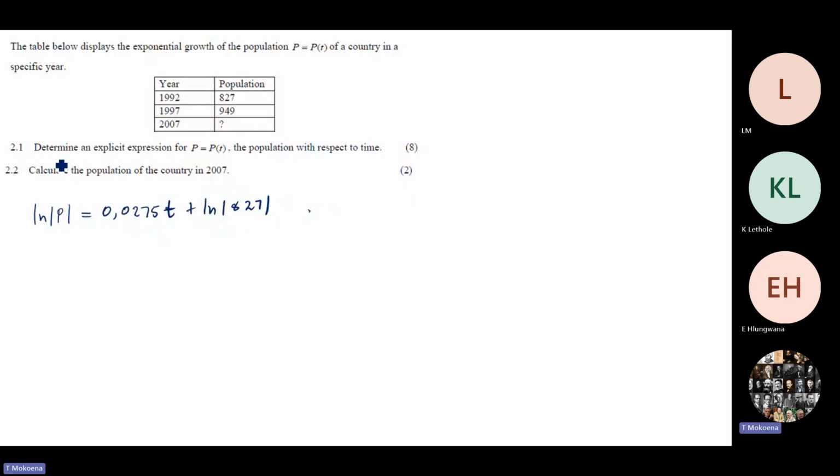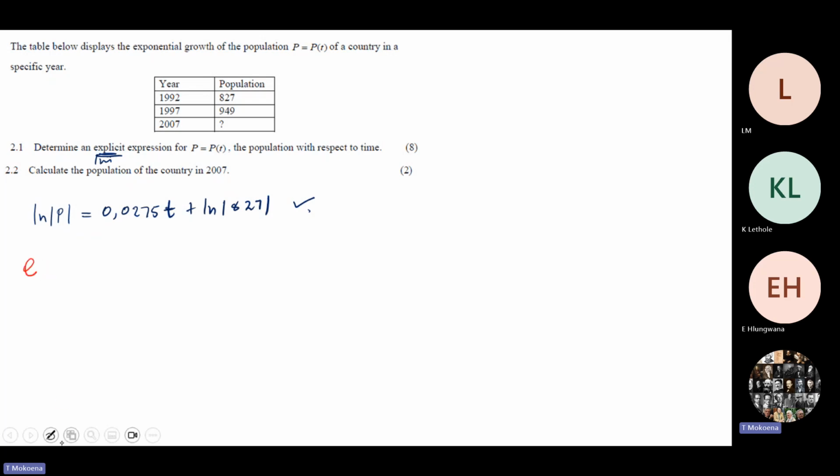But they did not say determine your expression implicitly. They said explicitly. So you can't leave your answer here, unless they said implicitly, or unless they never said anything, you can leave it here. But because they now say explicitly, we're going to have to solve for P. So how are you going to solve for P? We're going to introduce e on both sides, exponent on both sides.